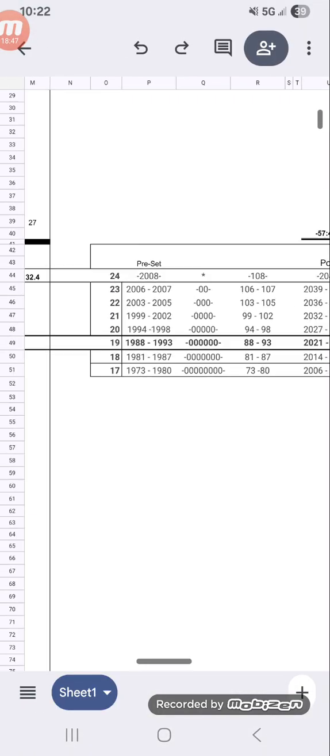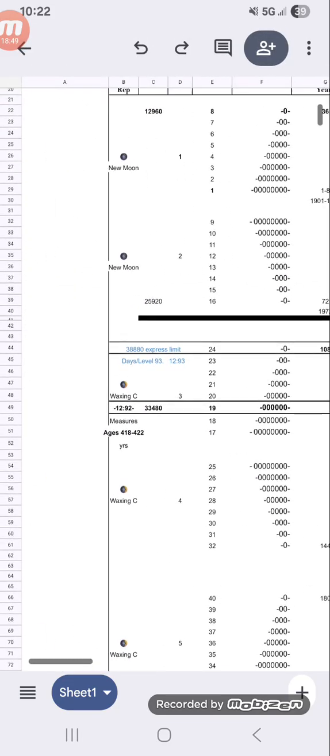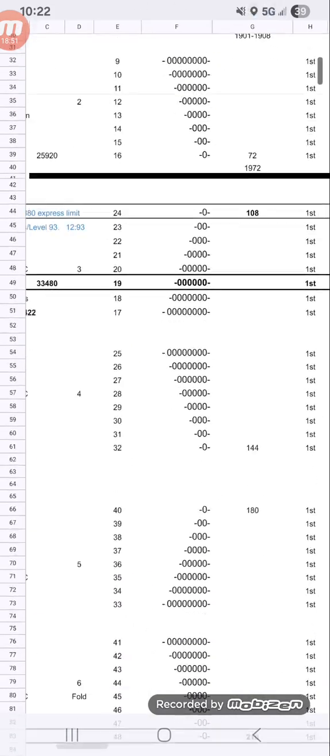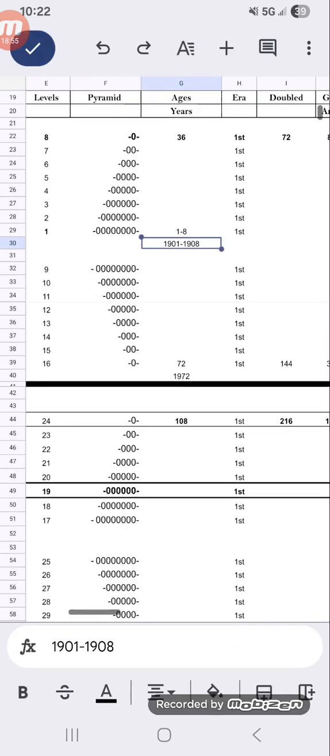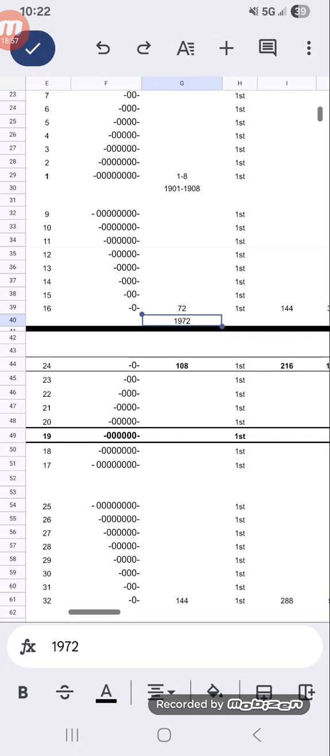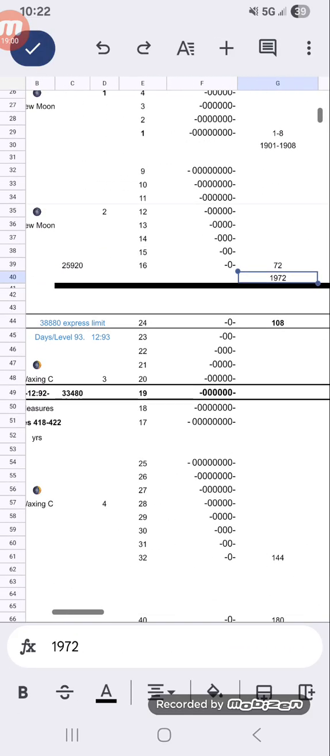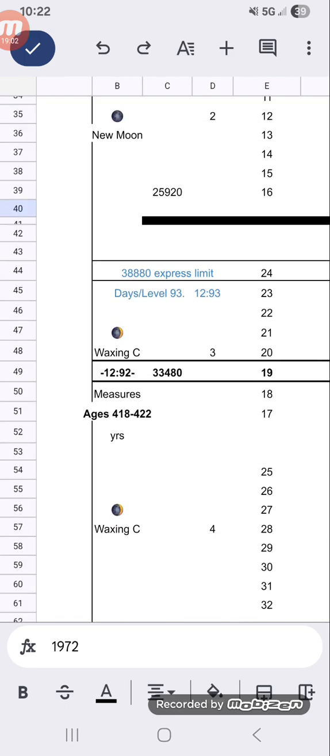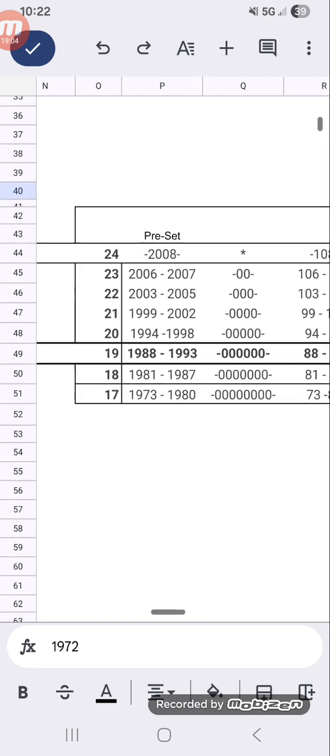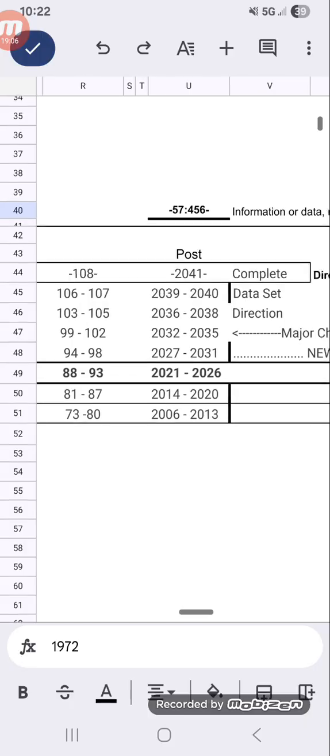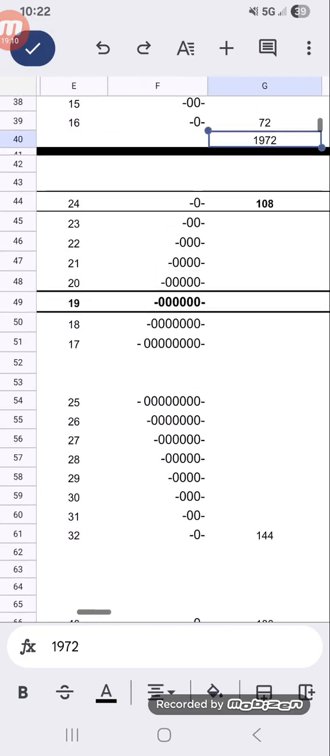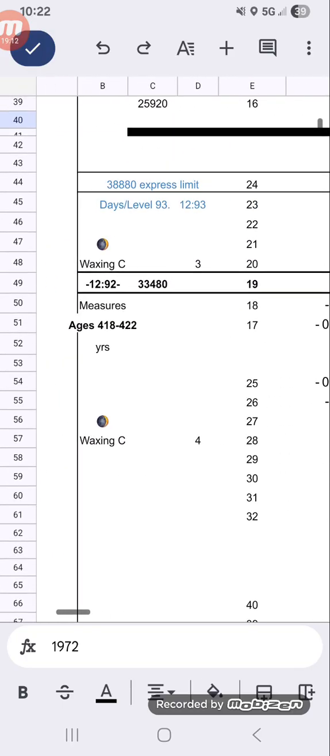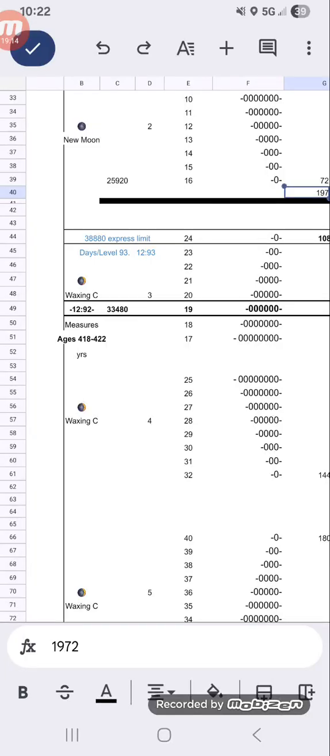to this one. So that just explains that one, how everything lines up from the starting of the 1900s here, 1972, and just to show you how all of this lines up together with the years here along the pyramid structure. All right, so that's at a waxing crescent here.